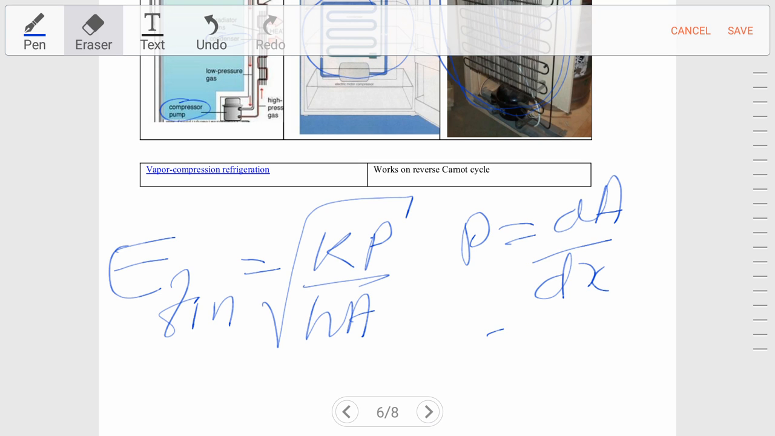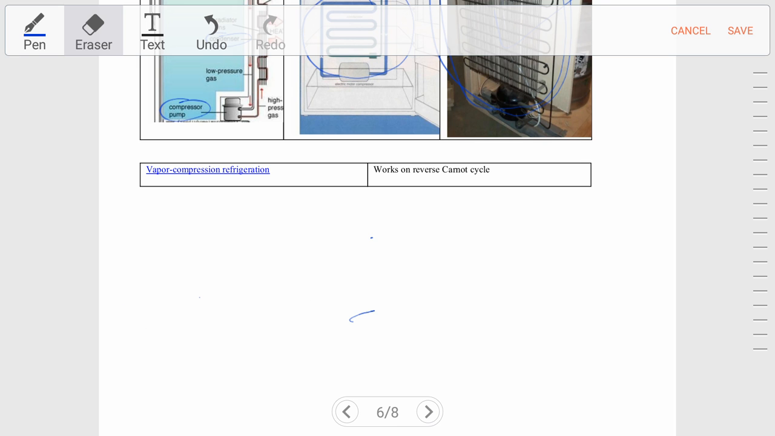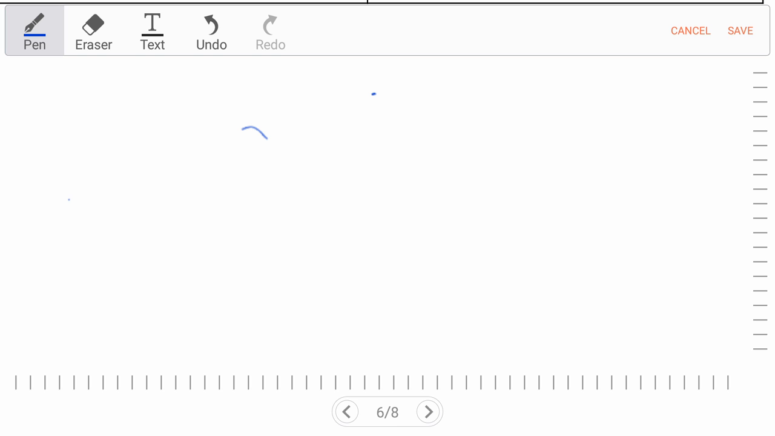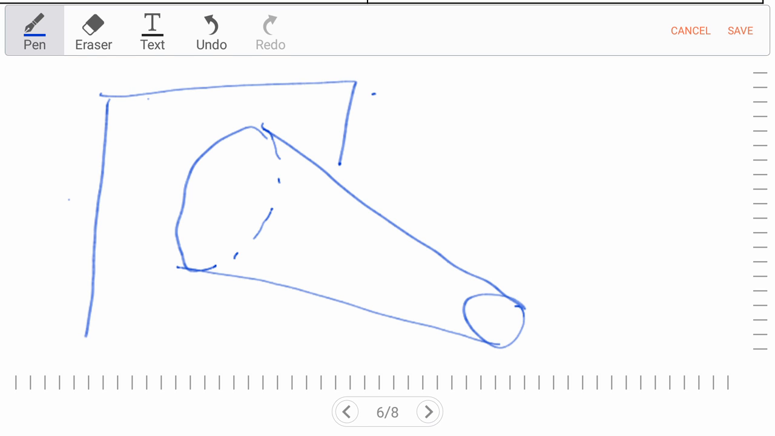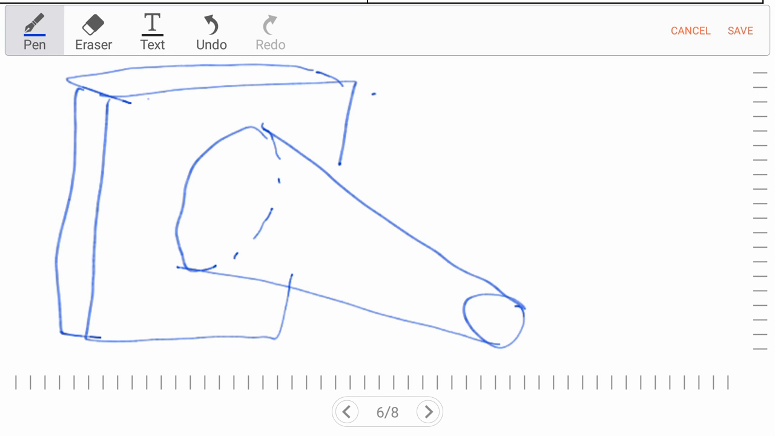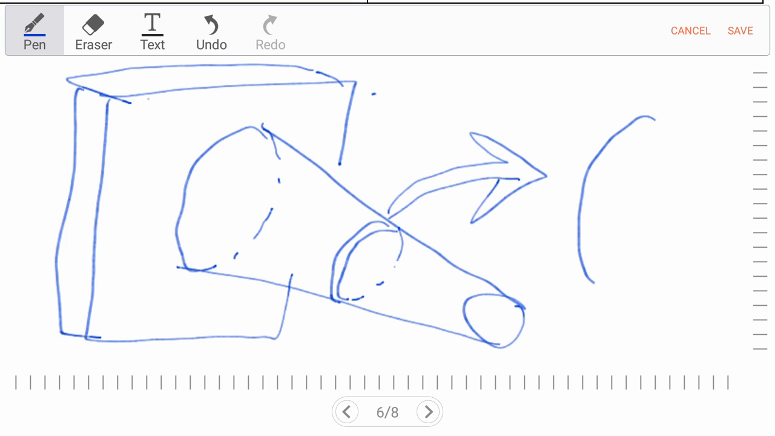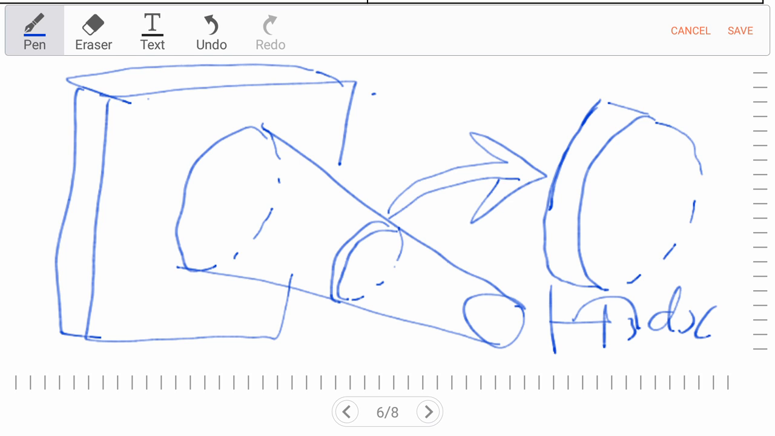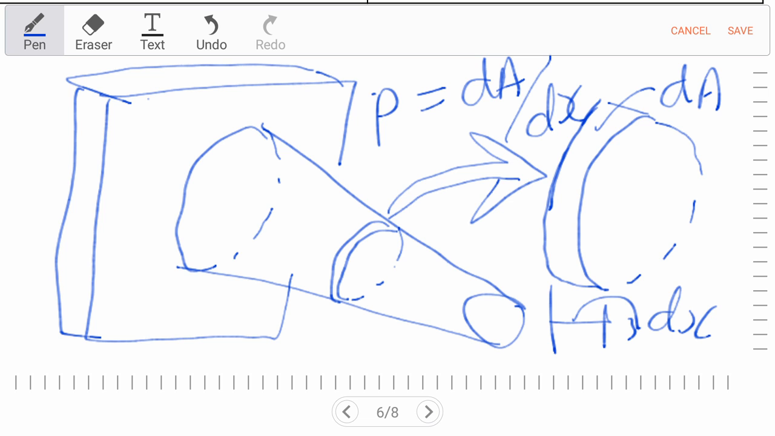Now let's discuss why dA by dx. Let's see over here. Well, this is the example of a fin. This is our surface on which the fin is attached. Well, let's take out a small cross section from this fin. Let me zoom over here. This is the small cross section of the fin. So this value is dx, and this is the dA, the cross section area and the thickness. So P is the ratio of dA by dx. I think you are clear about it.